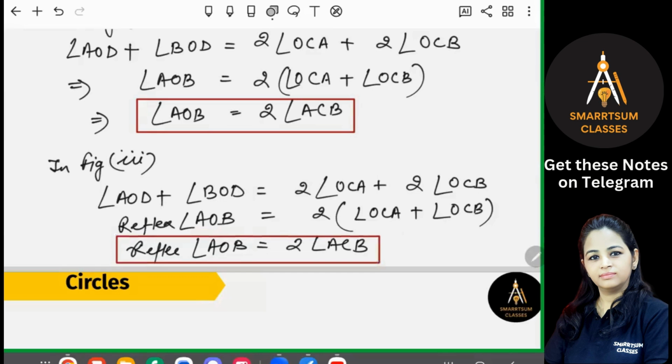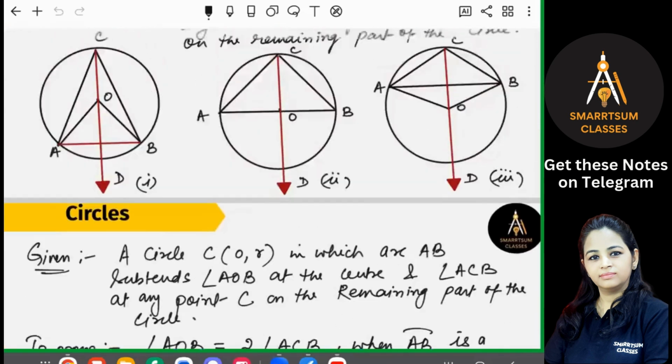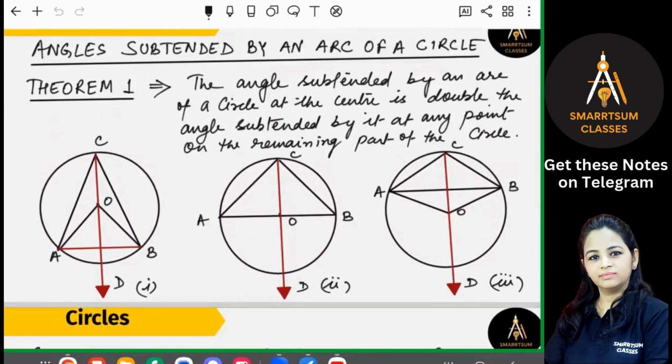So in this case also we have proved that the reflex angle AOB, means the angle subtended by the major arc, is equal to twice the angle subtended by the same arc at any point C on the remaining part of the circle. Right? So what is the theorem? Now you need to understand this theorem and learn this to solve the questions. The angle subtended by an arc at the center, right? This is the arc AB. The angle subtended by this arc at the center is AOB.